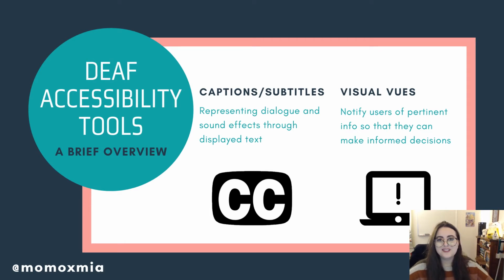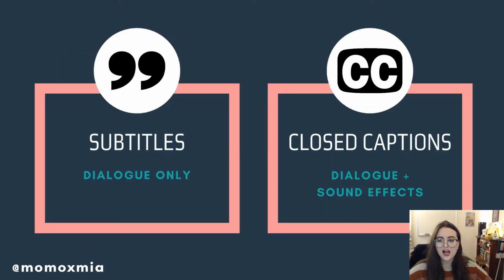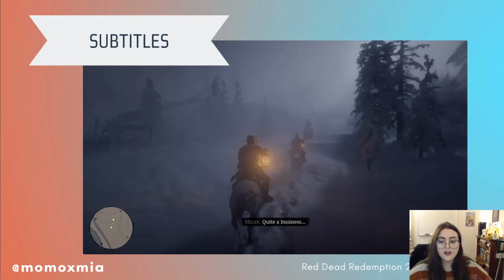So let's delve into our first tool, closed captions and subtitles. Now, actually, these are technically a little different. Subtitles are dialogue only, whereas closed captions are dialogue and sound effects. Considering just subtitles, they derive from the text in written and spoken script. For example, if the dialogue is in another language, subtitles can provide a thorough and accurate translation for non-native speakers. And here I have a quick example from Red Dead Redemption 2, where we observe Micah represented in the color gray in his name, and he's stating quite a business.